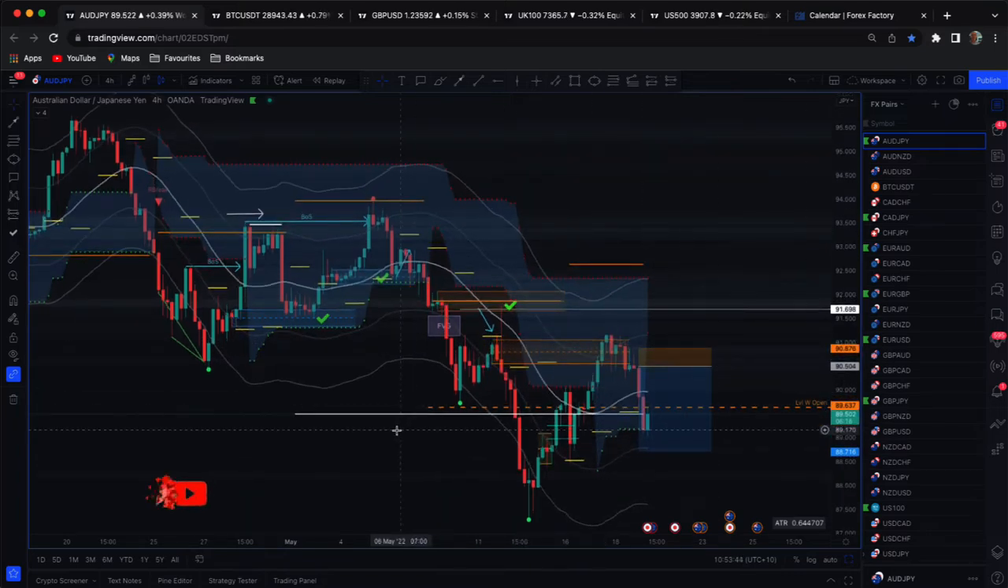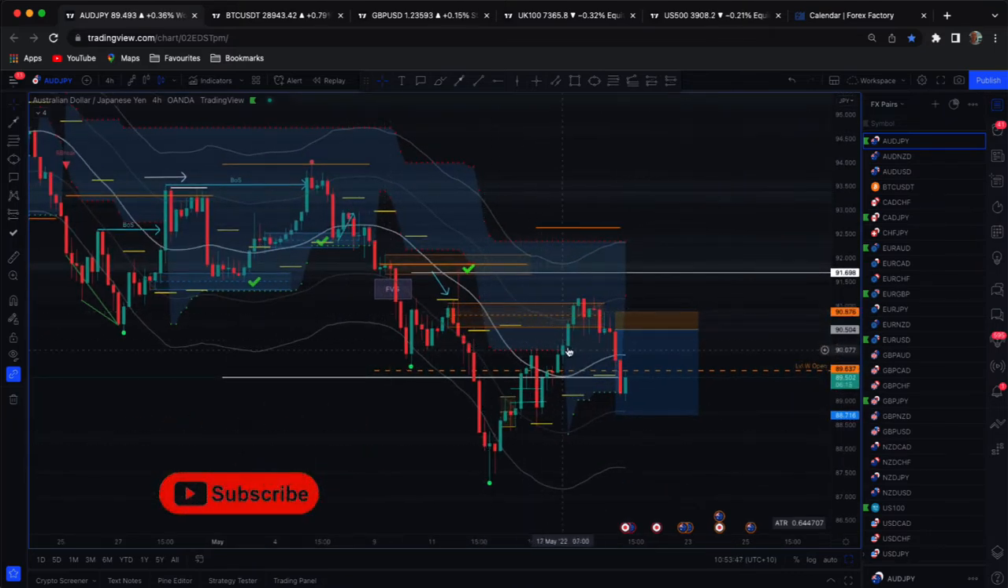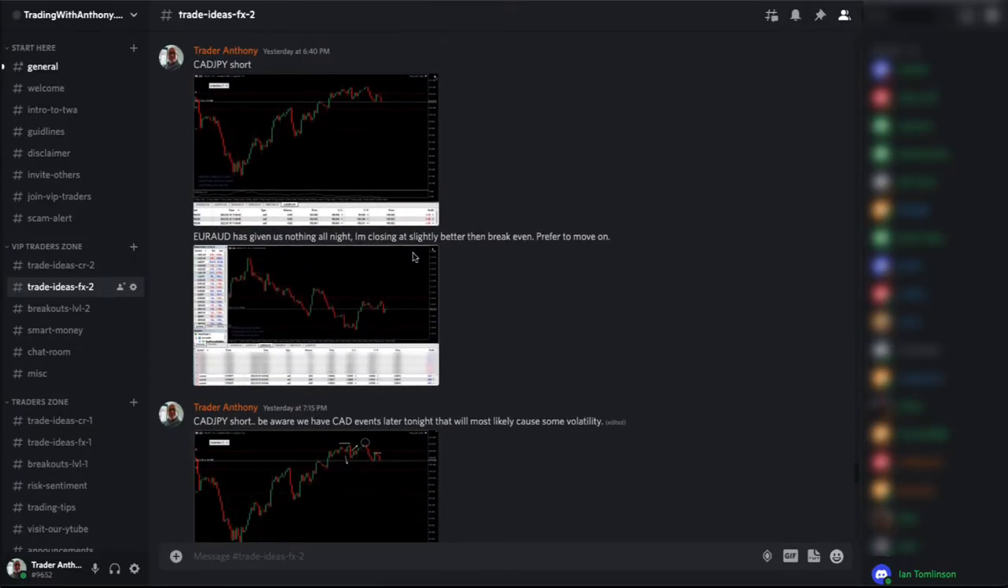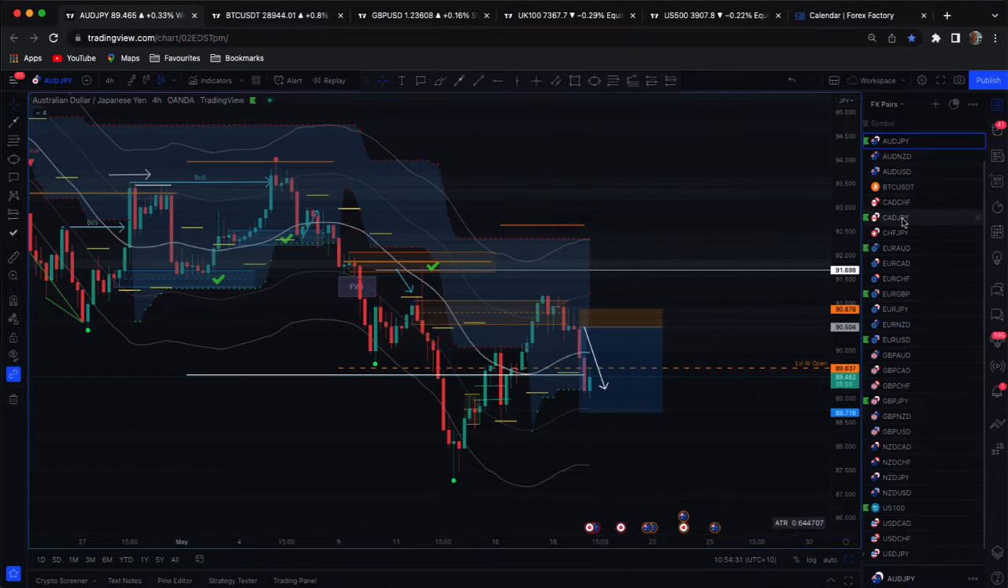Very, very simple strategy. Trading with the trend, looking for these deep pullbacks. And of course there's a specific price action setup that I'm looking for in here to give me the go ahead, and I'll get into that in another video. That was our short Aussie yen. Another nice outcome. Next, the CAD yen short. Over to the charts, CAD yen.